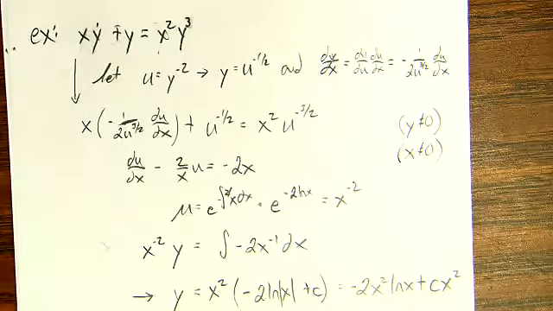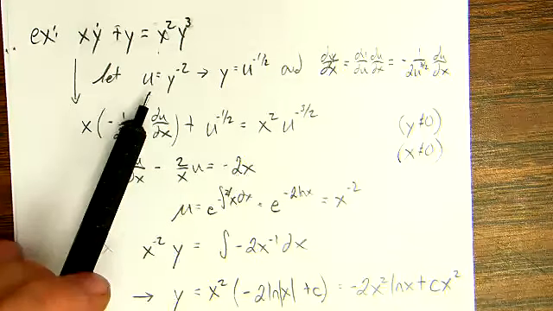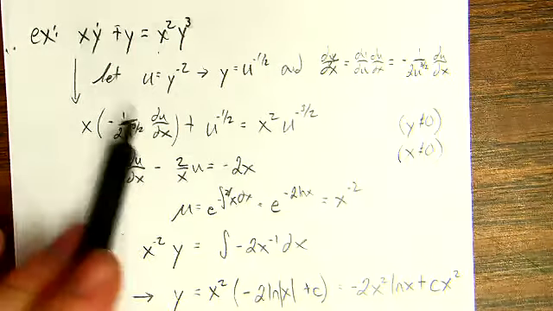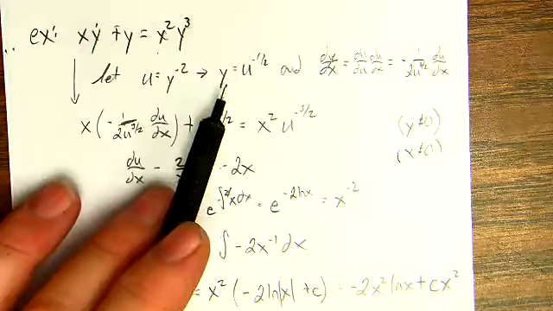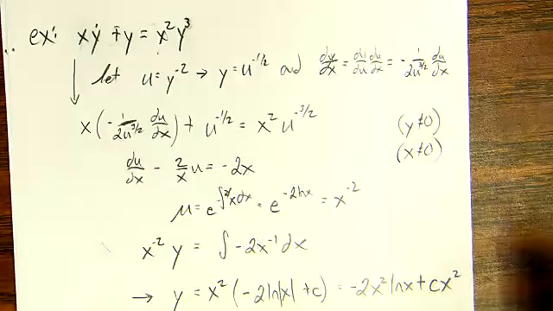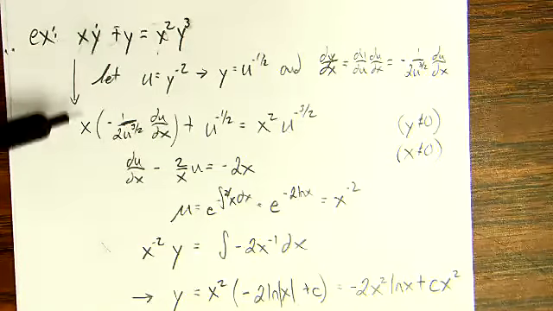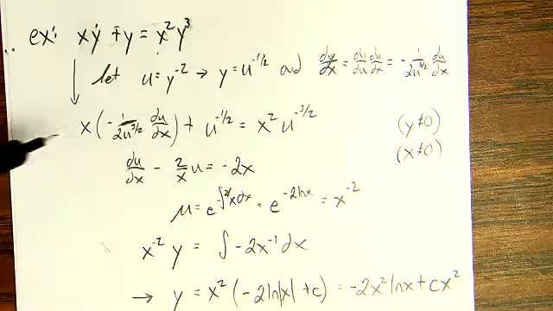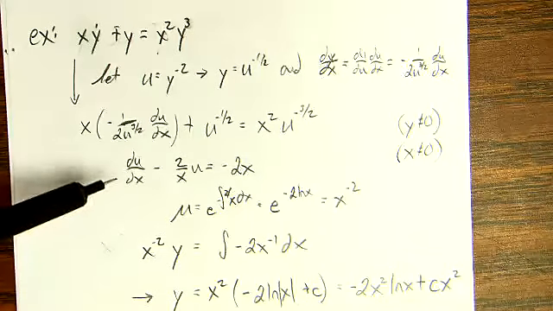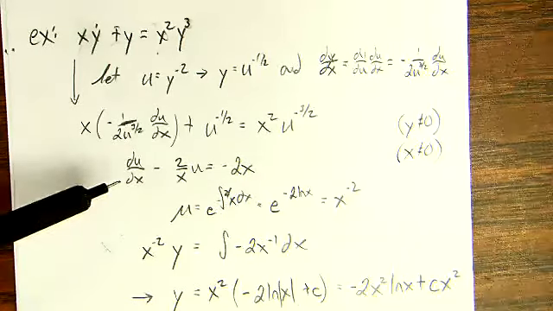So in this case, this is Bernoulli with n equal to 3. So we use the substitution u equals y to the 1 minus 3. Now 1 minus 3 is -2, which means that y is equal to u to the -1/2. And dy/dx then is -1/2 u to the -3/2 times du/dx. Plugging this into the differential equation gives us this thing that looks nastier, but when I write it in standard form, this is now a linear differential equation. It's linear in u.